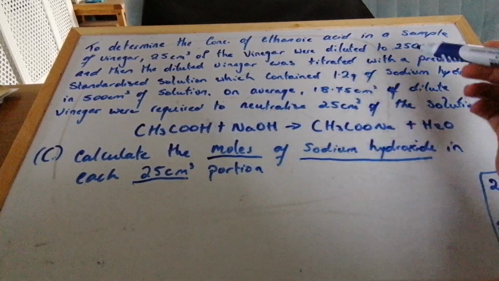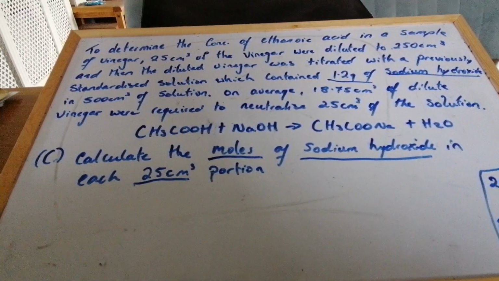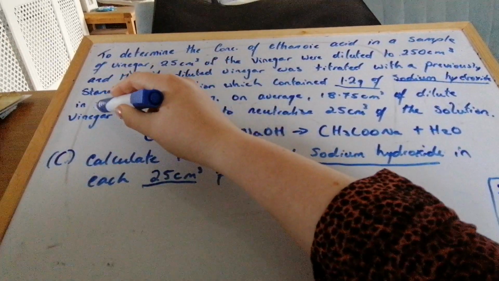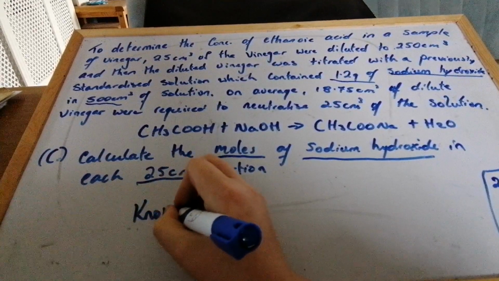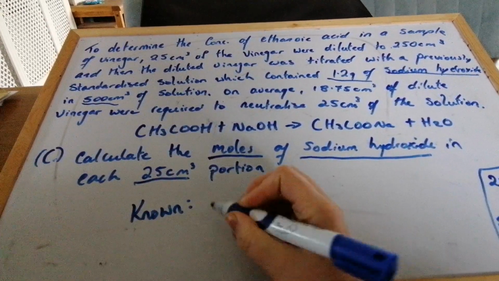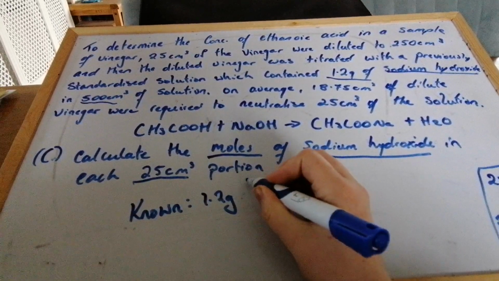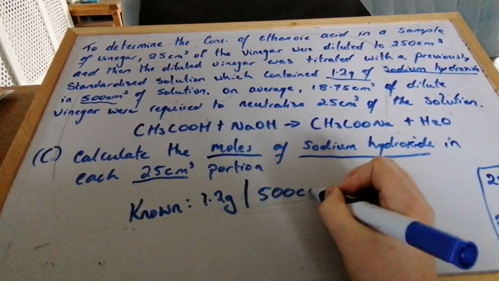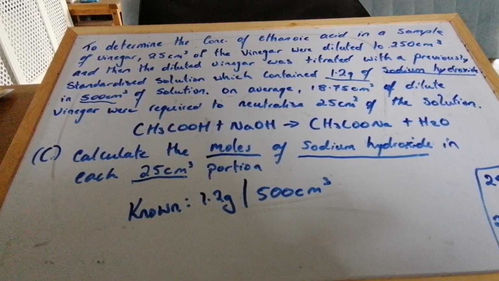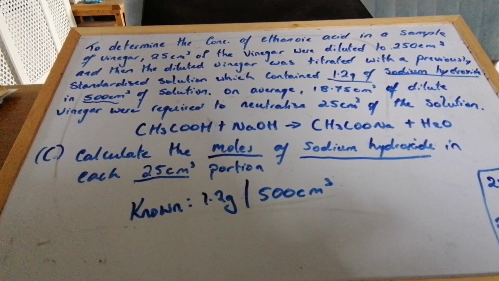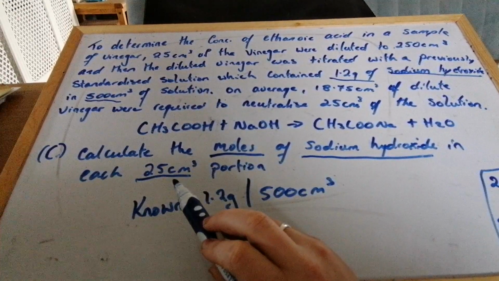Then we go back and we look at the question. Where does sodium hydroxide come up? We have 1.2 grams of sodium hydroxide in a 500 centimeter cubed portion. So this is a known. I know this information. It's coming from the question. I know that there is 1.2 grams of this in 500 centimeters cubed. Okay, that is just coming straight from my question. Now, that's not what I want. I want the number of moles and I want it in 25 centimeters cubed.